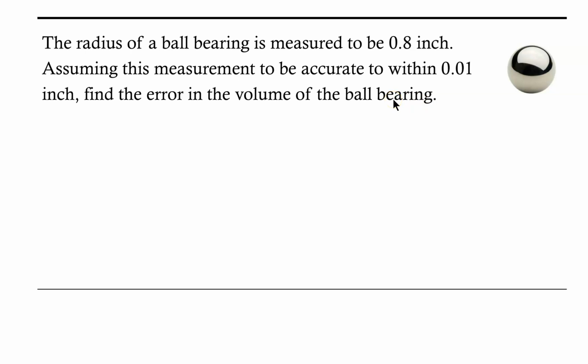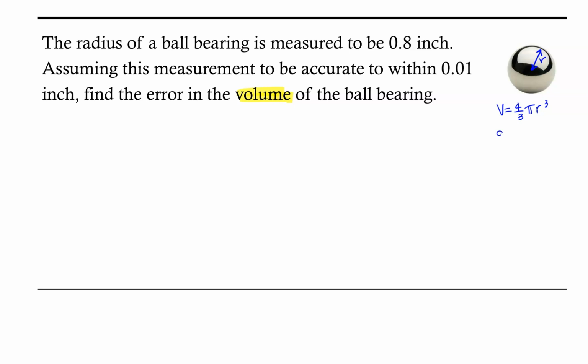So starting things off, the first thing I notice is that we're interested in the volume of the ball bearing. Now the ball bearing is a sphere, and the volume of a sphere is 4/3 pi r cubed. So that's the function that we will want to be focusing our attention on. And also we want to notice that it's indicated that the measurement of the radius of that ball bearing is accurate within 1/100th of an inch.